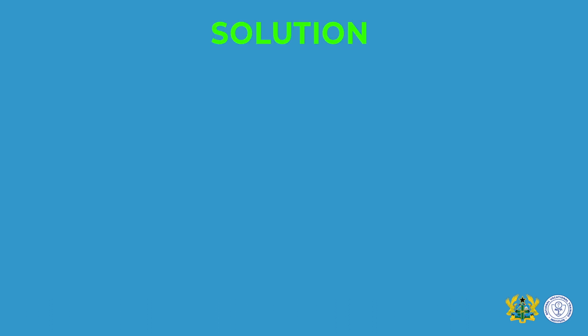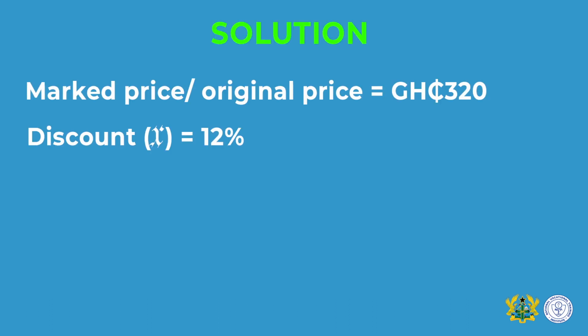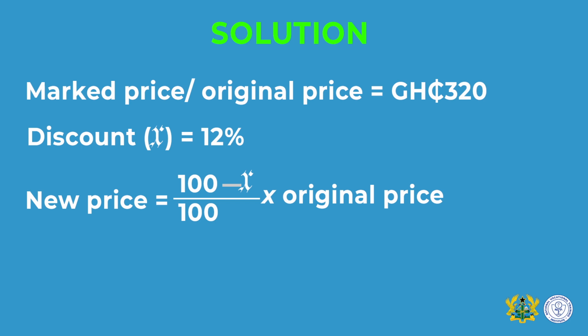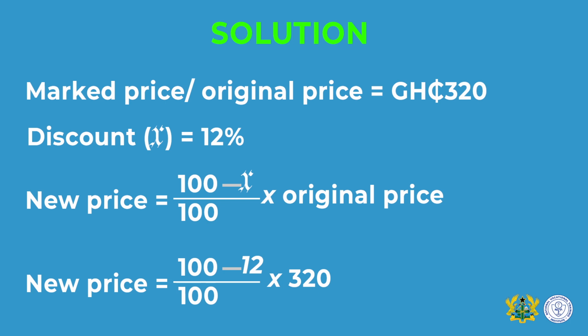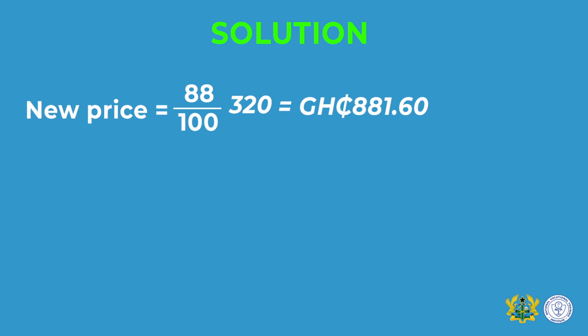Mark price or original price is equal to 320 Ghana cedis. The discount, X, is 12%. Using the formula for the new price, by substitution we have 100 minus 12 over 100 times 320. That gives us 88 over 100 times 320, and that is equal to 281 Ghana cedis, 60 pesewas. The original price was 320, but for making an immediate payment, they decided to reduce it by 12%. And so Mr. Adams paid 281 Ghana cedis, 60 pesewas.